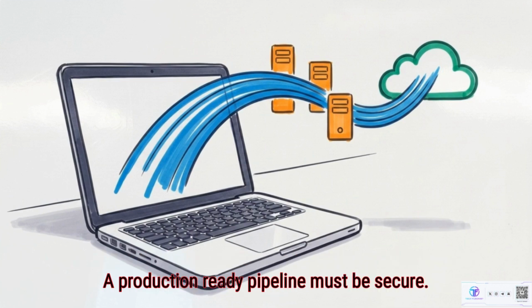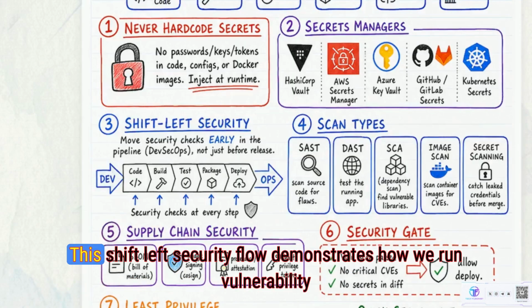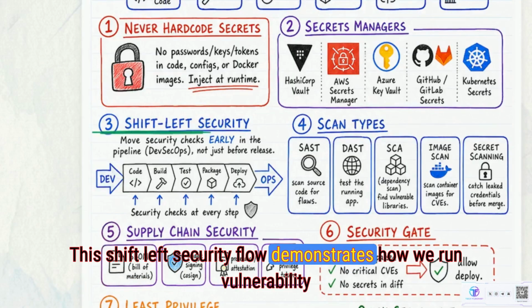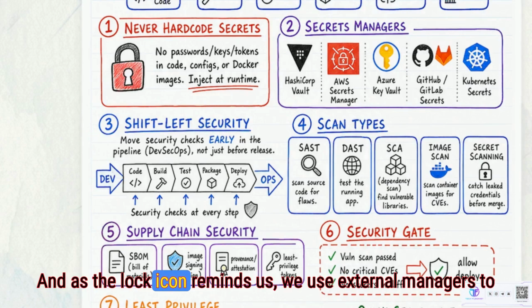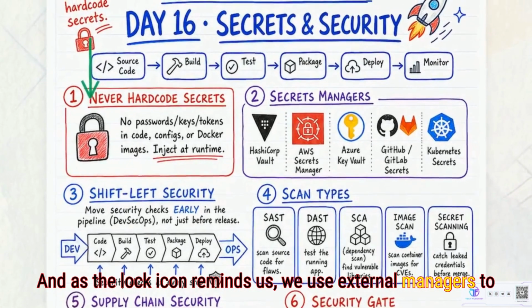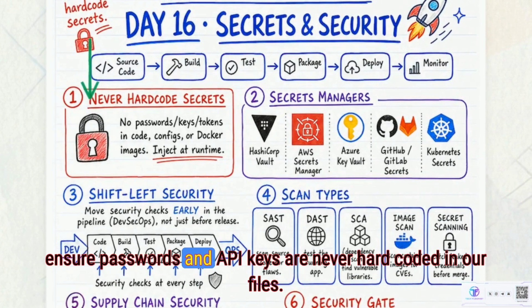A production-ready pipeline must be secure. This shift-left security flow demonstrates how we run vulnerability scans early in the process, and as the lock icon reminds us, we use external managers to ensure passwords and API keys are never hard-coded in our files.